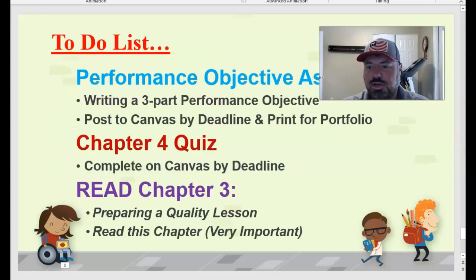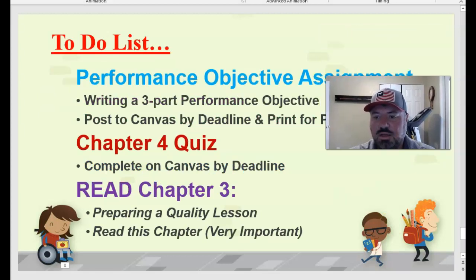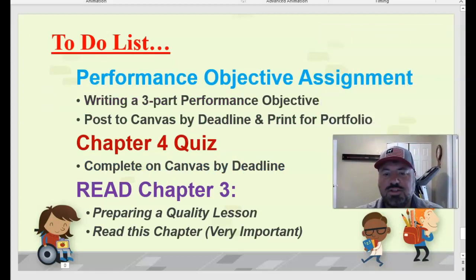So here's your to-do list. All right? Your performance objective assignment is due. Look on Canvas for the deadline for that. Write your 3-part performance objective and the task, condition, and criteria. Then put it all together into a sentence. Remember they're phrases. Task is a phrase, condition is a phrase, criteria is a phrase, and then it's a full sentence in that order, divided by commas. Post it to Canvas by the deadline and make sure you print it and bring it to the next classroom meeting because we're going to discuss it.